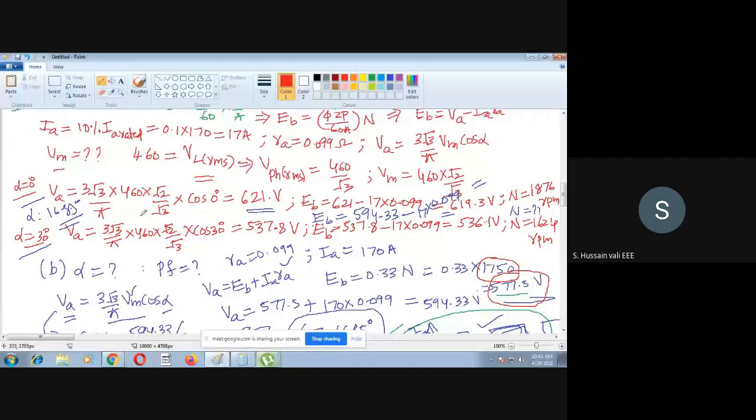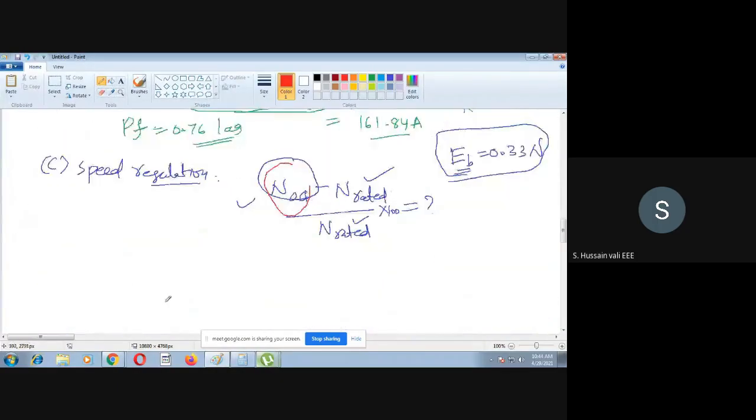That is alpha is equal to 16.85. We'll take here. That is the rate. One more thing I will tell you. Whenever he is asking you to find out the speed regulation, you just recall. This is a doubt to be clarified here.